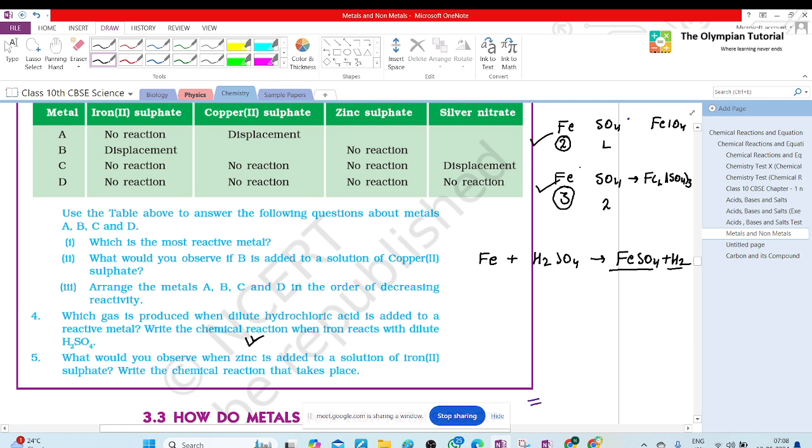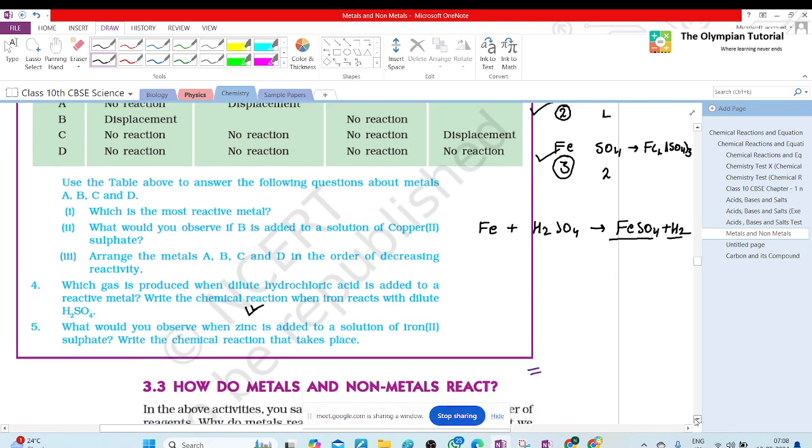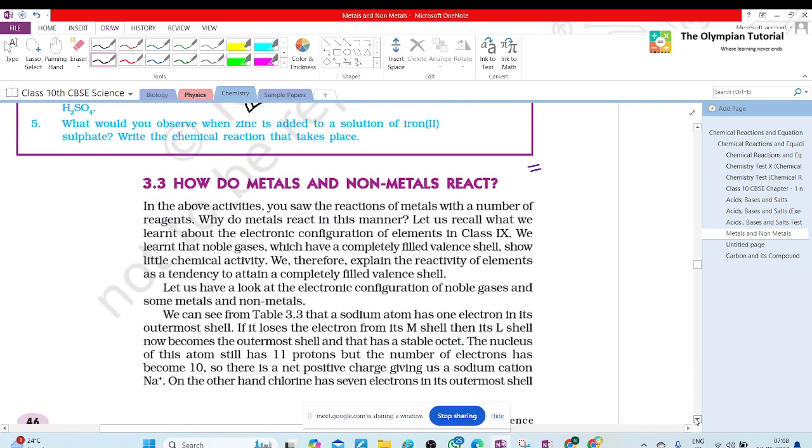Okay. Fifth, what would you observe when zinc is added to a solution of iron sulfate? Here it is given 2, means we are taking valency of iron as 2. It would displace iron because zinc is more reactive than iron. Very good.